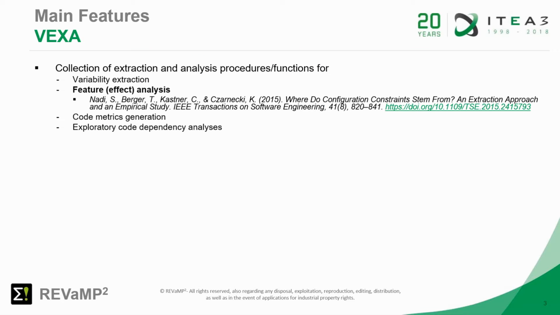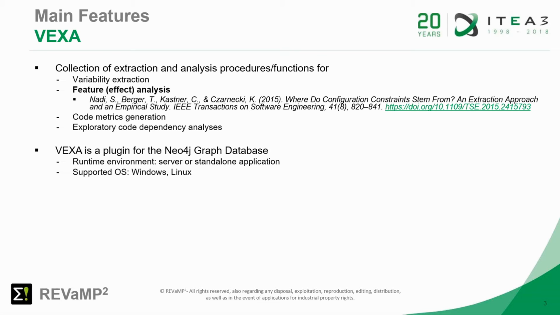So what are the main features? VEXA is a collection of extraction and analysis procedures or functions for variability extraction, feature effect analysis, code metrics generation, and exploratory code dependency analysis. In this video, we are focusing on the feature effect analysis introduced by Nadi et al. Detailed information on feature effects you can find in the paper.